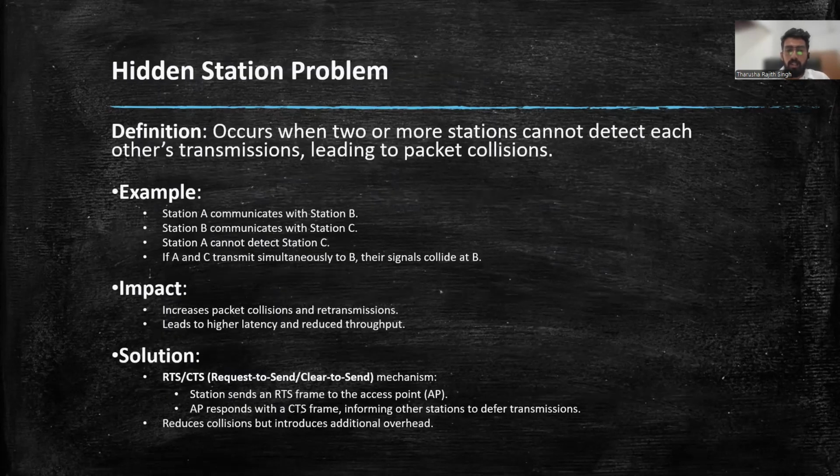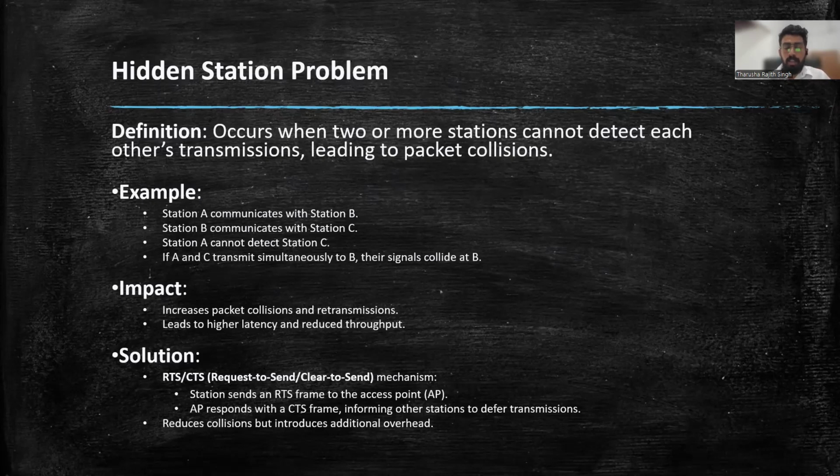Next, let's discuss the hidden station problem, a well-known issue in wireless networks that can significantly degrade network performance. So, what is the hidden station problem? The hidden station problem occurs when two or more stations are unable to detect each other's transmissions, leading to packet collisions. This happens due to the limited transmission range of wireless devices and obstacles like walls or other physical barriers.